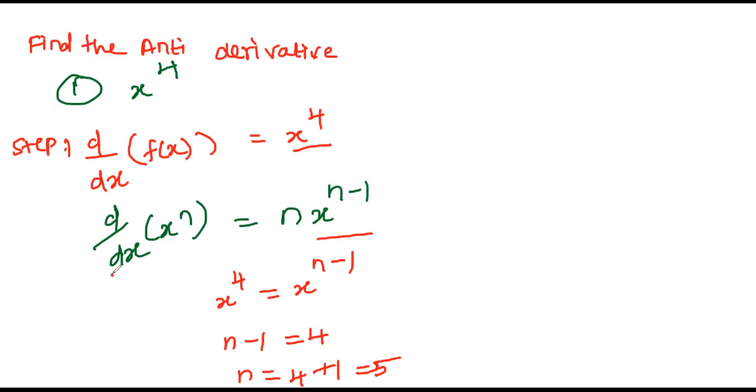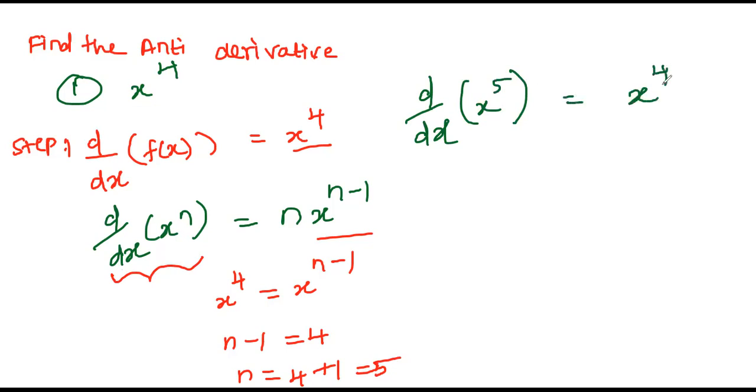So now I have to fill this up. How can I do that? I have to write it as d by dx of, the base is going to be the same, so just put x as x itself, and we know the value of n, which is 5. So you have to write it. This is step 1, and step 2 is we have to perform the actual differentiation, or finding the derivative.